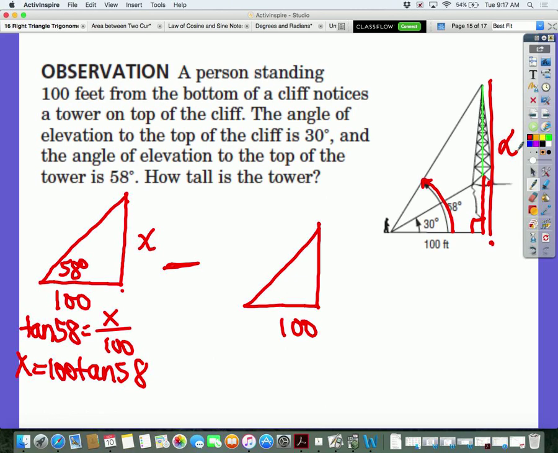Now to find the height of my cliff, what angle is here? 30. And I'm looking for the height of my cliff. So this part here represents y. Please bear with me, like I said, my board is not calibrated quite right. What am I going to use to find y? Tangent. So it's going to be tangent of 30 equals y over 100. Am I multiplying, dividing, or inverse? Multiplying.